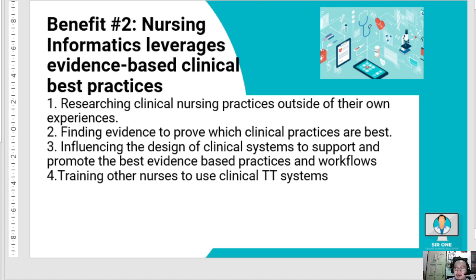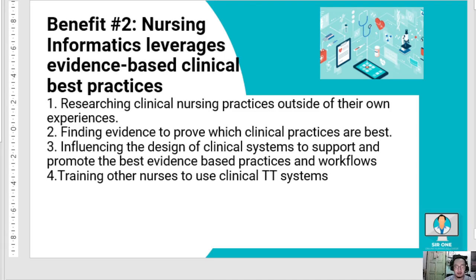Then benefit number two: nursing informatics leverages evidence-based clinical best practices. So this is in line with research. As we all know, research is very important in our profession. So there are four explanations to this benefit. One is researching clinical nursing practice outside of their own experiences. Second, finding evidence to prove which clinical practices are the best.